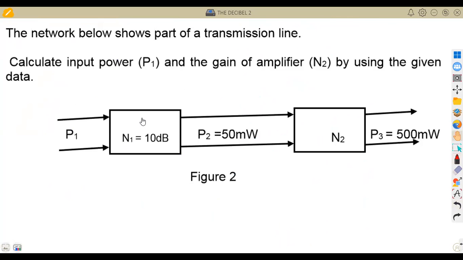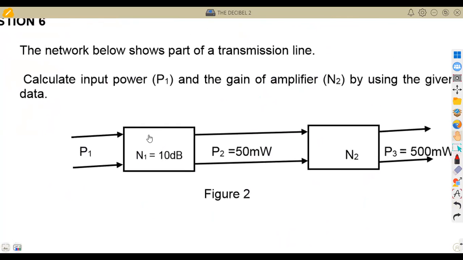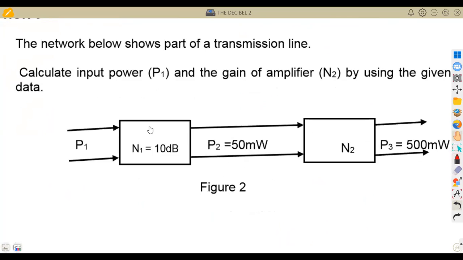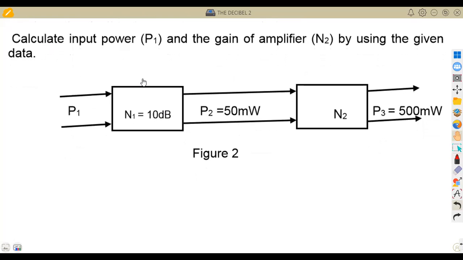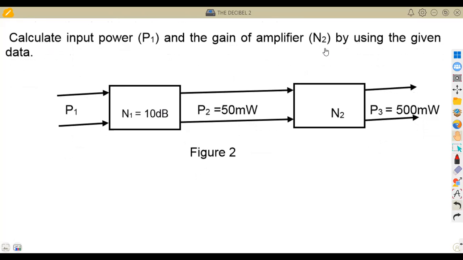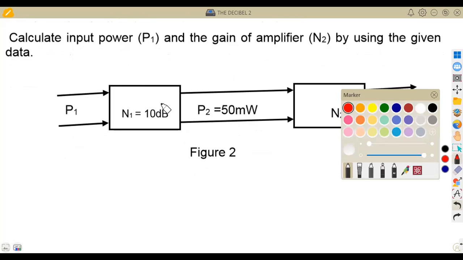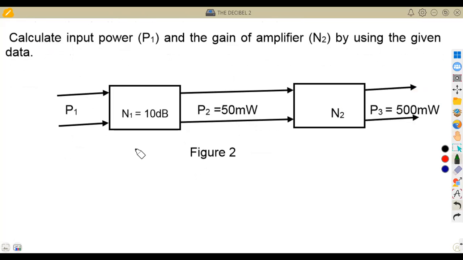This time, here we are given a network. It was question number 6, and the network below shows part of a transmission line. So this is part of a transmission line that we are given. Then the question is: calculate the input power P1 and the gain of the amplifier, this gain here, by using the given data. So here, it's not about calculating the overall gain, no. It's the knowledge that you need when you are given something that is in multiple stages like this.